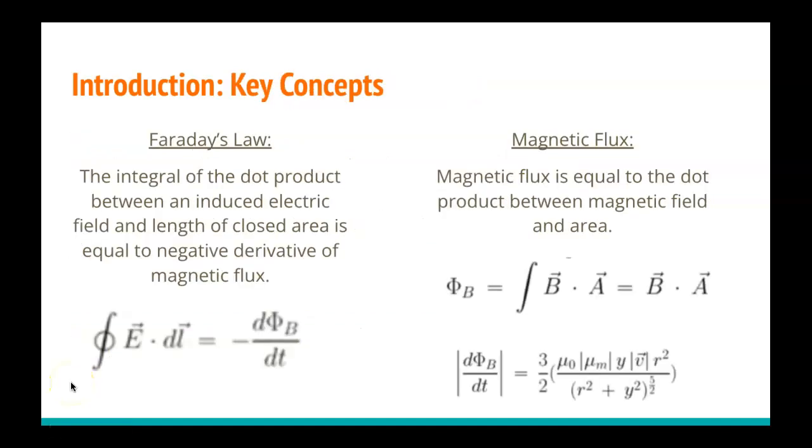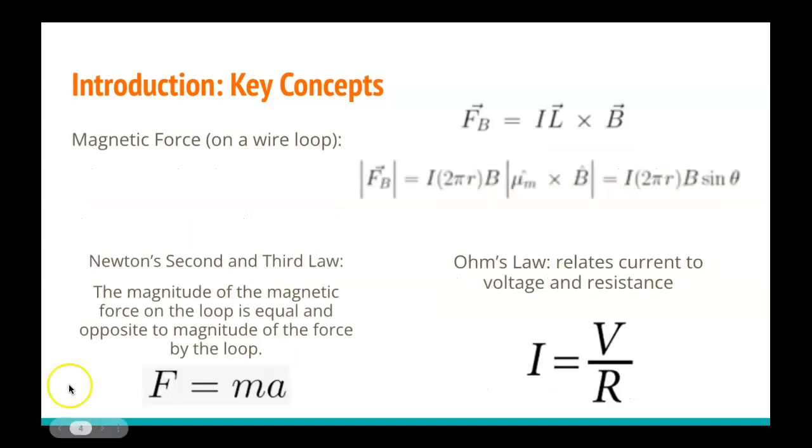The first key concept is Faraday's law, which states that the integral of the dot product between an induced electric field and the length of a closed area is equal to the negative derivative of the magnetic flux. Here the magnetic flux is equal to the dot product between the magnetic field and area. This equation in the bottom right will be used in this experiment for the change in magnetic flux over time.